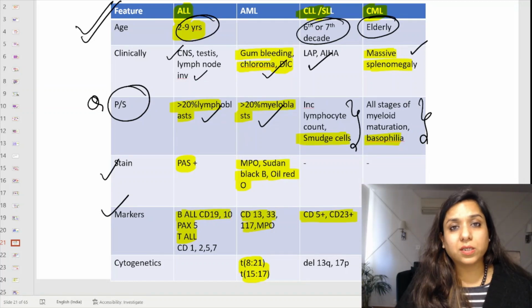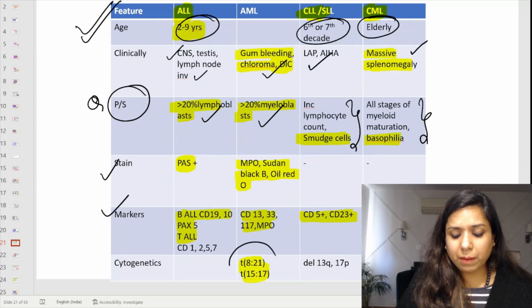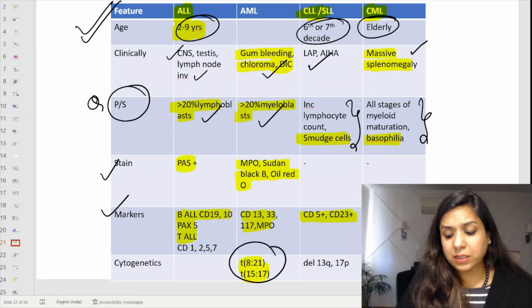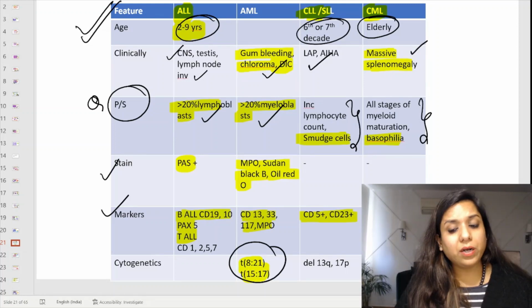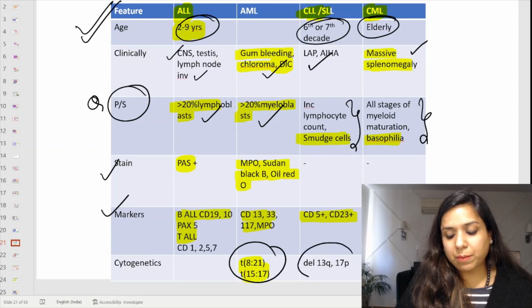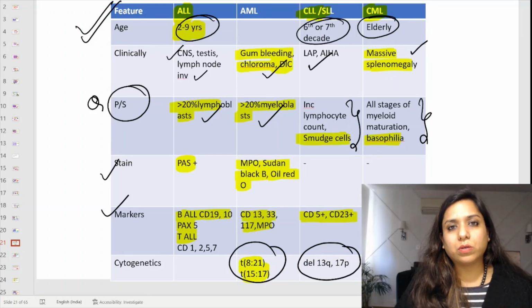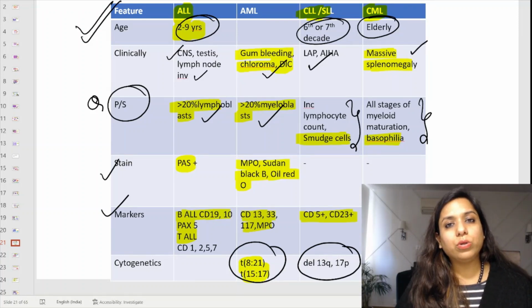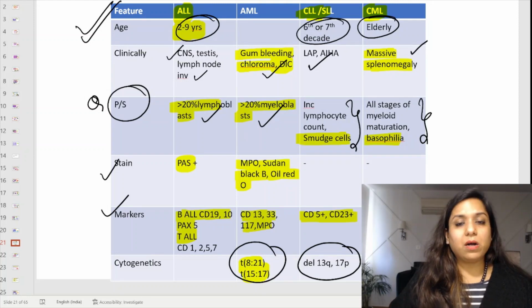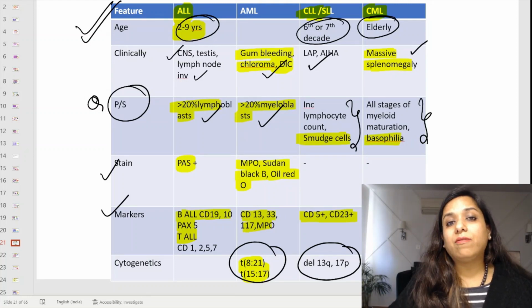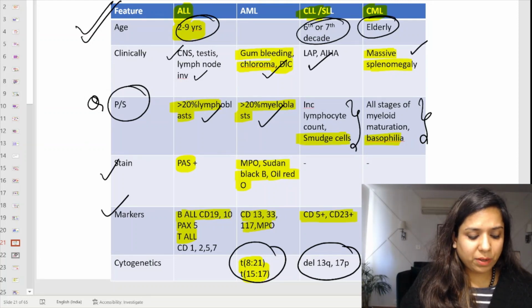Markers I have already discussed. Cytogenetically, in AML, the most common translocations are these. CML, t(9;22), and for CLL, it can be del 13q or 17p. Very important table. So now you know the kinds of lymphomas which can be asked. You know how to identify the various types of leukemias.